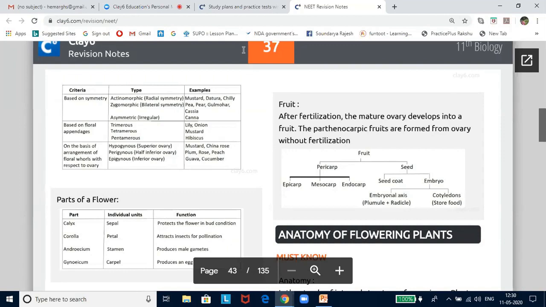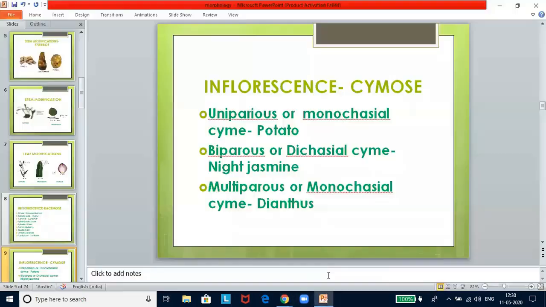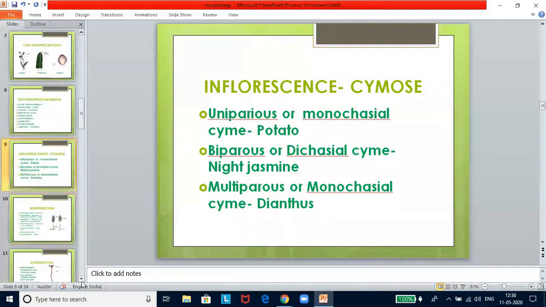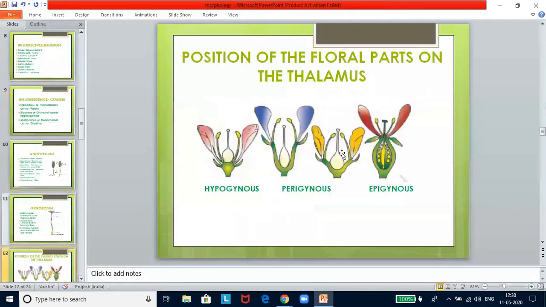Now, on the basis of the arrangement of floral whorls with respect to the ovary. Let me explain using the position of the floral parts on the thalamus. If you look at this structure, this is the ovary. Hypogynous means below. Hypo is below, gynous is gynoecium. So if the calyx, corolla, and androecium are arising below the ovary, then you call it hypogynous, and the position of the ovary is said to be superior.